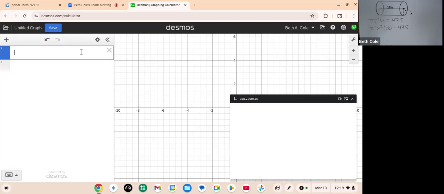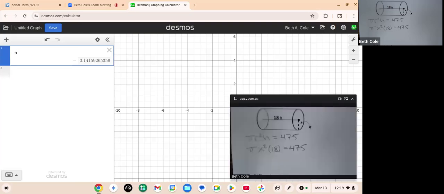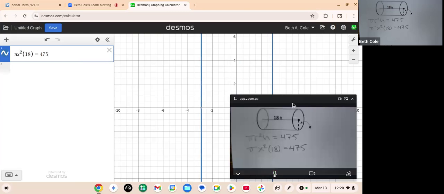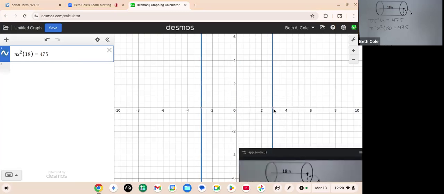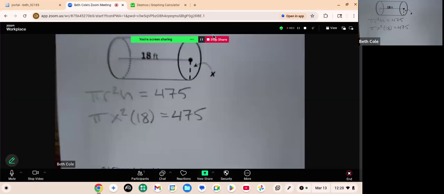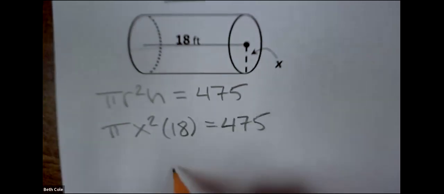So I'm going to come over here and type pi, pi, x squared times 18 and then equals, and what was it? 475. And then I'm going to come over here and click right there. And our answer is, what would that round to? 2.9. If it said a whole number, it would be 3, but we'll say 2.9. Cool, that's it. You set it up, you type it in. So our radius is 2.9.